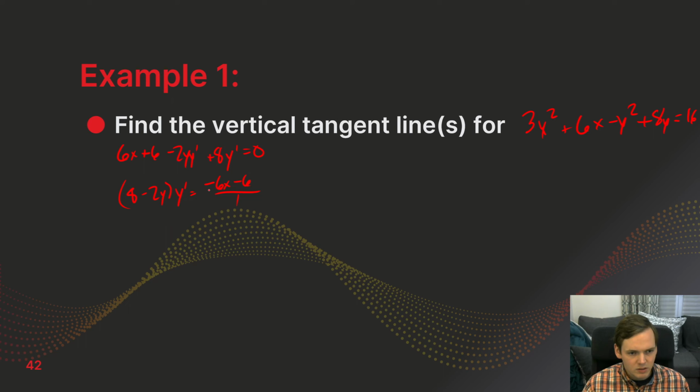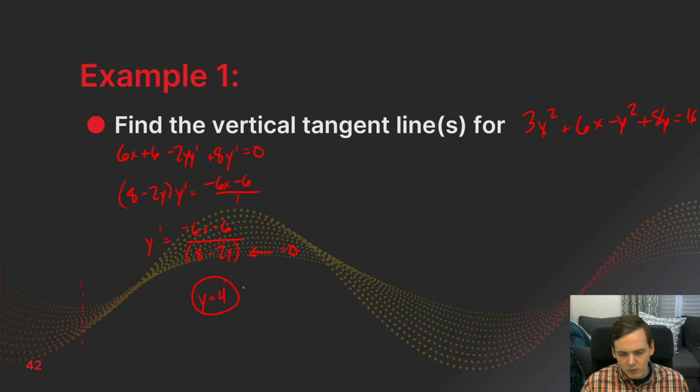Let's double check that. So that looks good. And then what we need to do here is solve for y prime. So y prime equals negative 6x minus 6 over 8 minus 2y. And they're asking for the vertical tangent line. So the vertical tangent line is going to be where the slope is infinity, or where it's undefined, which means we want where the denominator is equal to 0. So y equals 4 is going to be the point that we want, but that's not a vertical line, right? A vertical line is an x value.